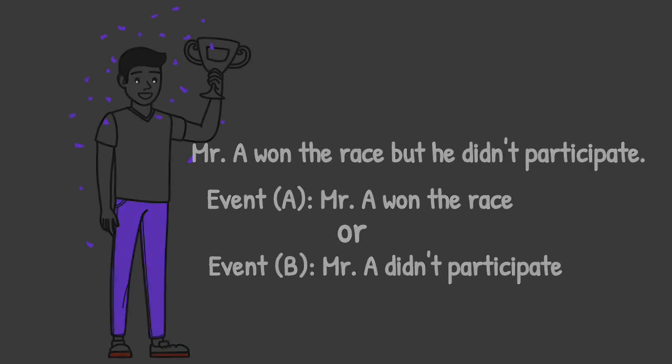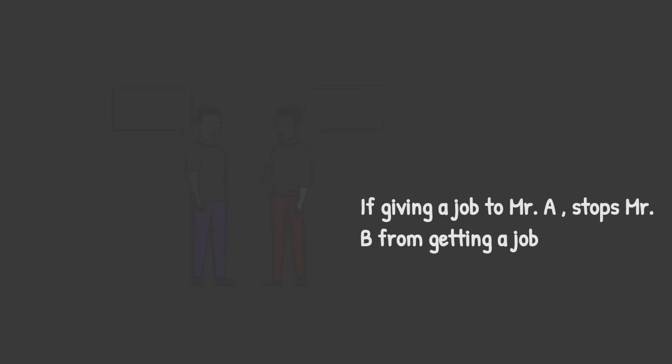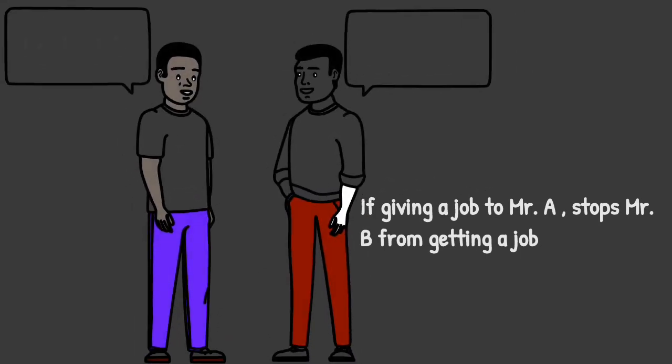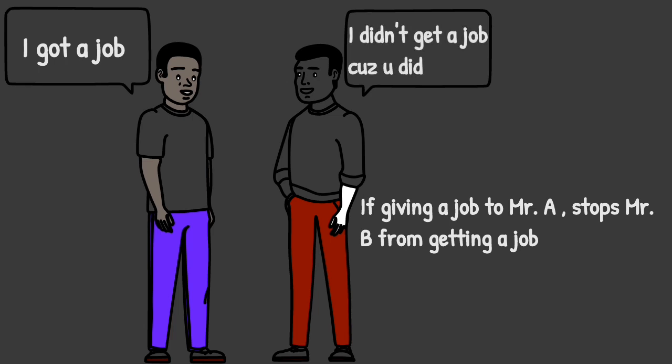Another good example is if giving a job to Mr. A stops Mr. B from getting a job. See, this is mutually inclusive because the occurrence of Mr. A getting a job doesn't necessarily stop Mr. B from getting a job. So it's inclusive. The events do not affect each other in any way. And the events have something in common. So therefore, the event is not a mutually exclusive event.